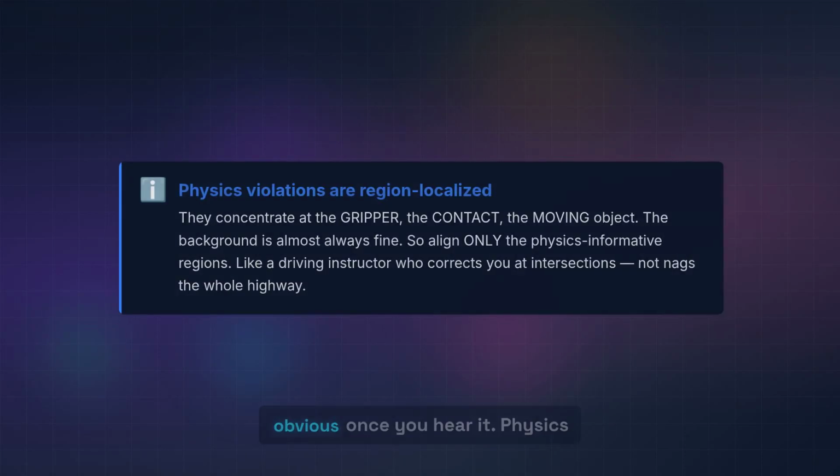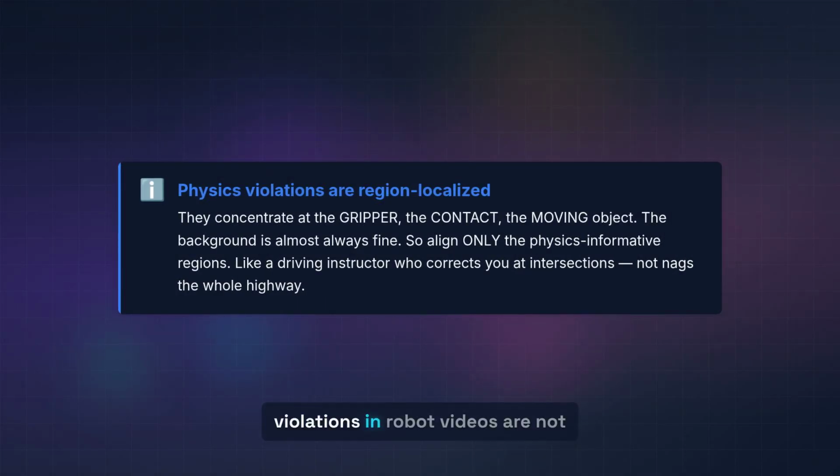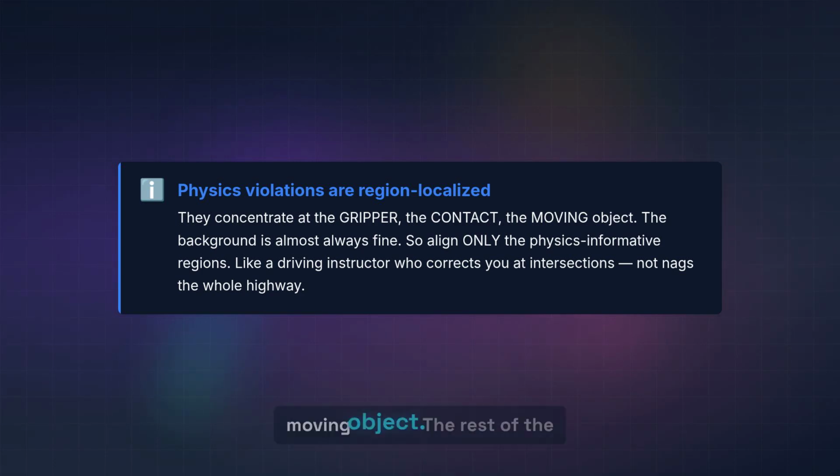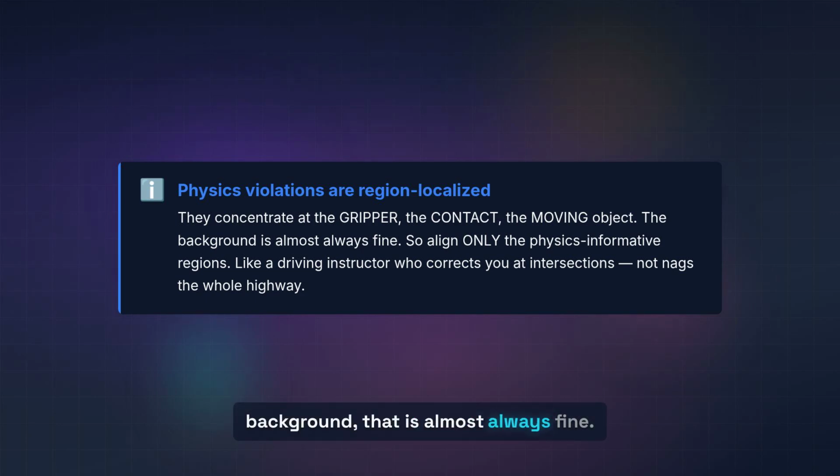Physisforcing's insight is almost obvious once you hear it. Physics violations in robot videos are not everywhere. They are hierarchical and region localized. They concentrate at the gripper, at the contact point, at the moving object. The rest of the frame, the table, the wall, the background, that is almost always fine.